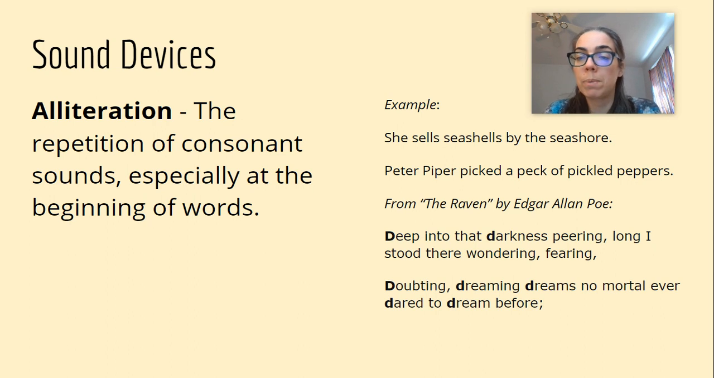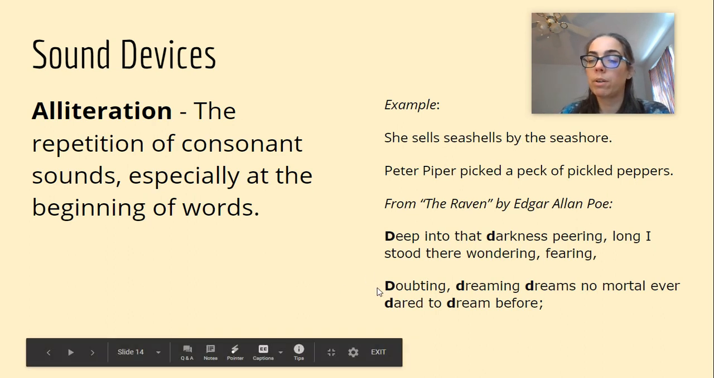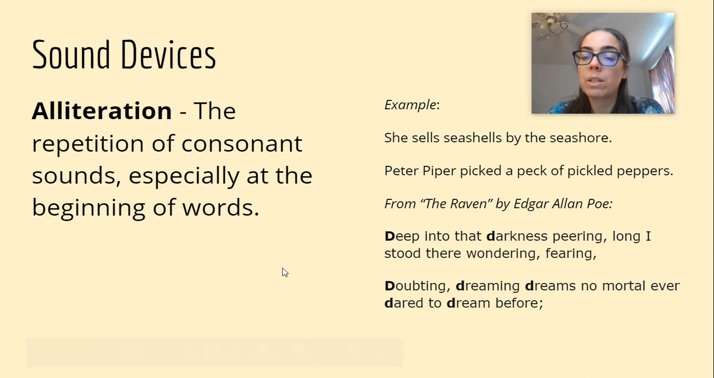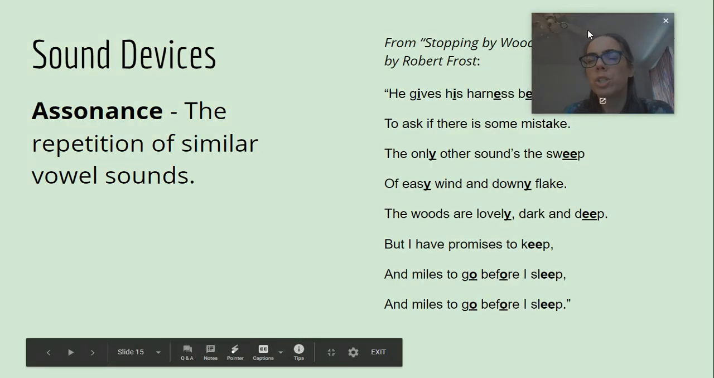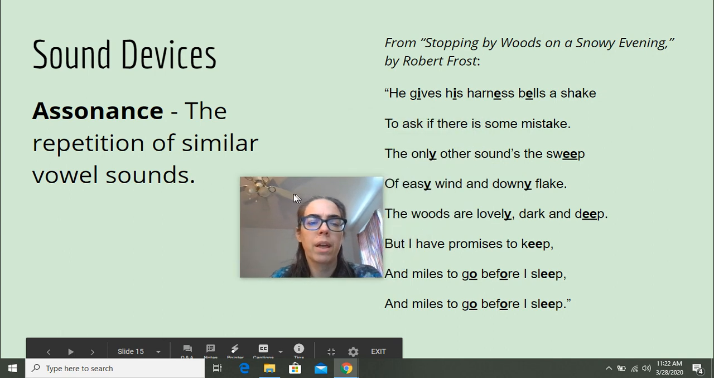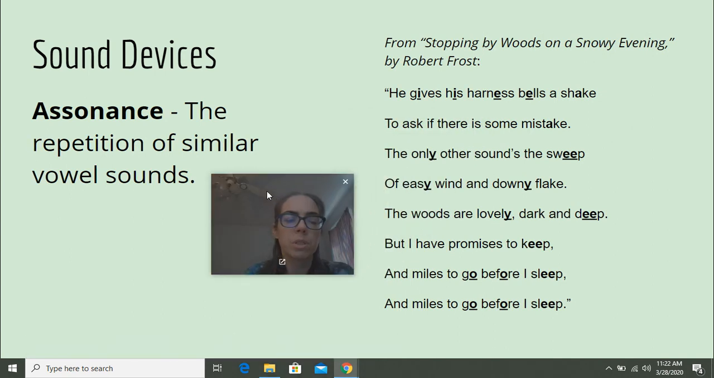Got the hard P. And I've got an example here from The Raven by Edgar Allan Poe, where you can see it in verse form. Deep into that darkness peering, long I stood there wondering, fearing, doubting, dreaming dreams no mortal ever dared to dream before. So it adds a nice musicality to something by changing it like that. Or not changing it, but making it have that sound.